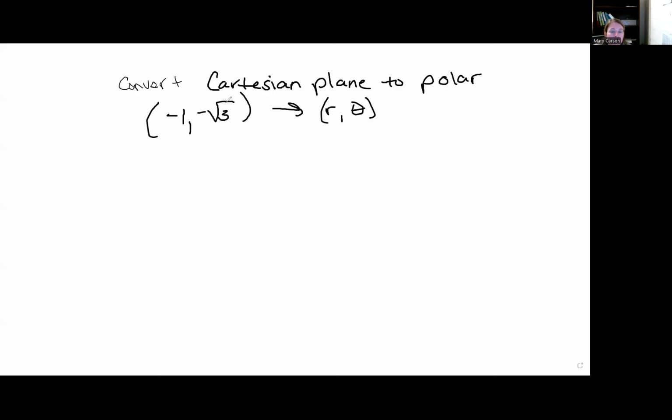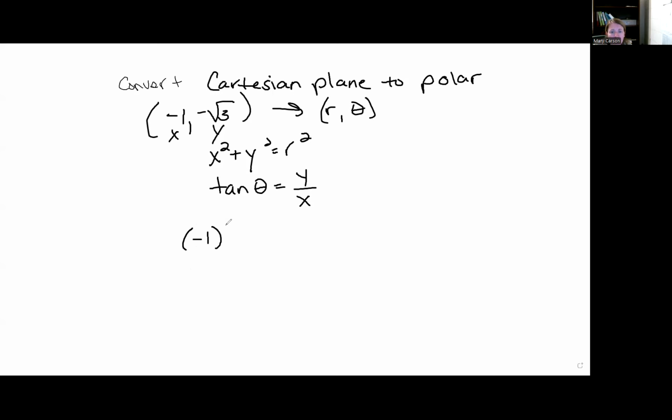If you go back and look at the notes I gave you, we can use the formula x squared plus y squared equals r squared to find our r. And then to find theta, we're going to use tangent of theta, and we know tangent of theta uses y over x. Okay, so we're going to use these two formulas. All we do for the first one is just plug these in. This is your x, this is your y.